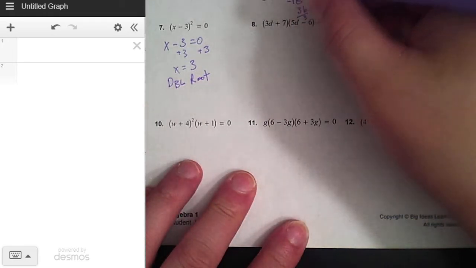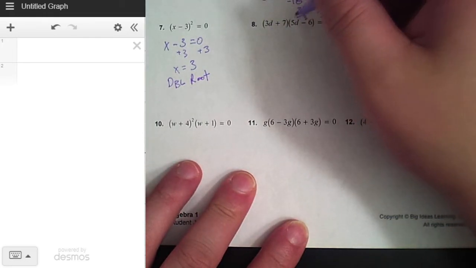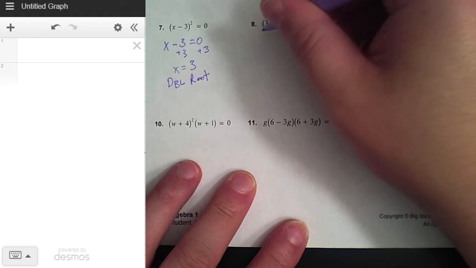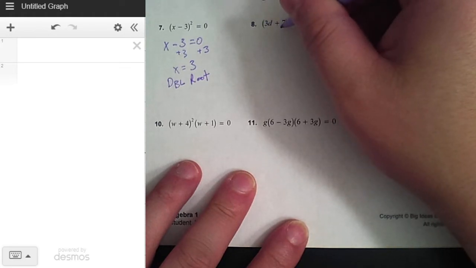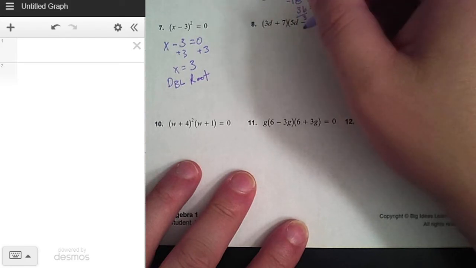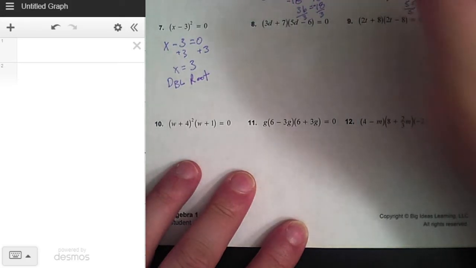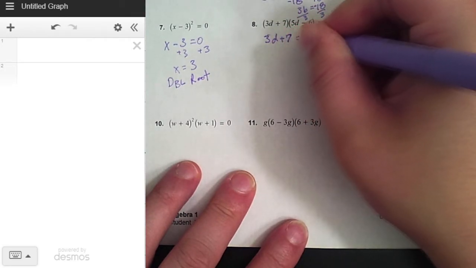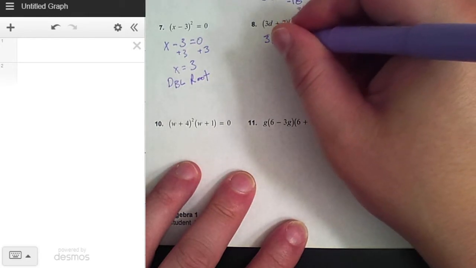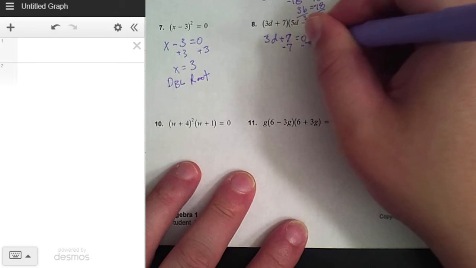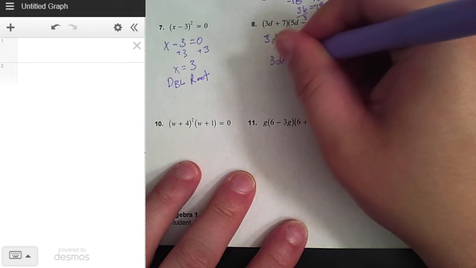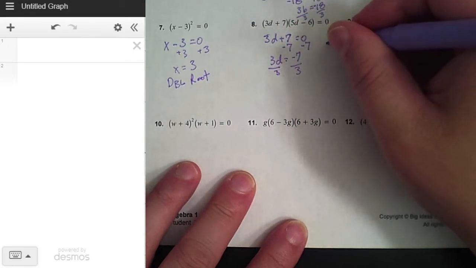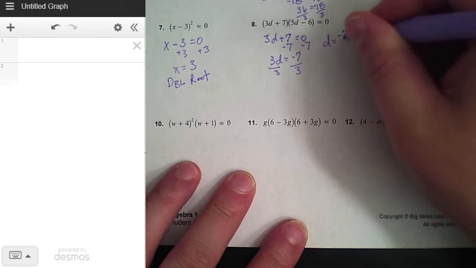For number 8, we have the quantity 3d plus 7 times the quantity 5d minus 6, all equal to 0. So that means either this first factor or the second factor is going to equal 0. So we take 3d plus 7 is equal to 0 and solve for that d. We're going to subtract 7 from both sides, and we get 3d is equal to negative 7. Divide both sides by 3, and we get d is equal to negative 7/3.